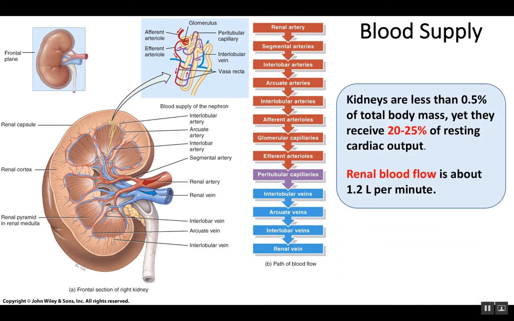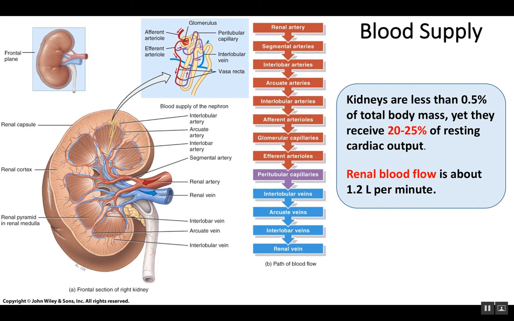But kidneys get a lot of blood flow. Kidneys are fairly small. They make up less than 1% of your total body mass. About 0.5% of you is kidney. But at rest, those little kidneys get about 20 to 25% of your cardiac output. If you recall, cardiac output is about 5 liters. And 20 to 25% of that blood goes to a kidney when you're resting.